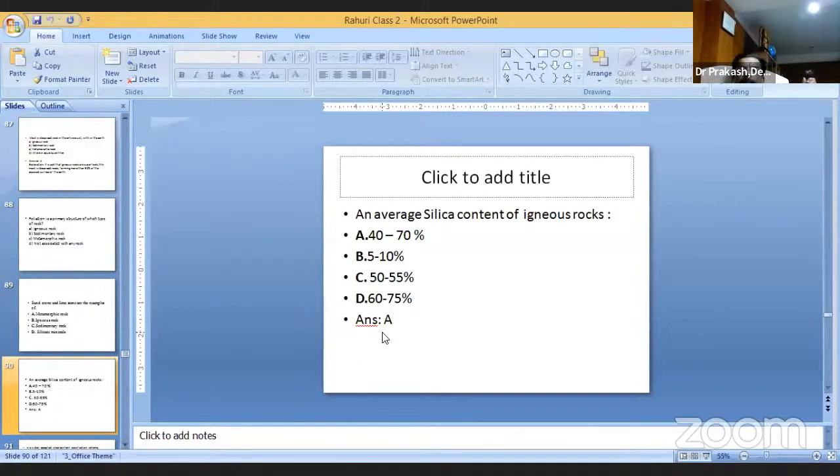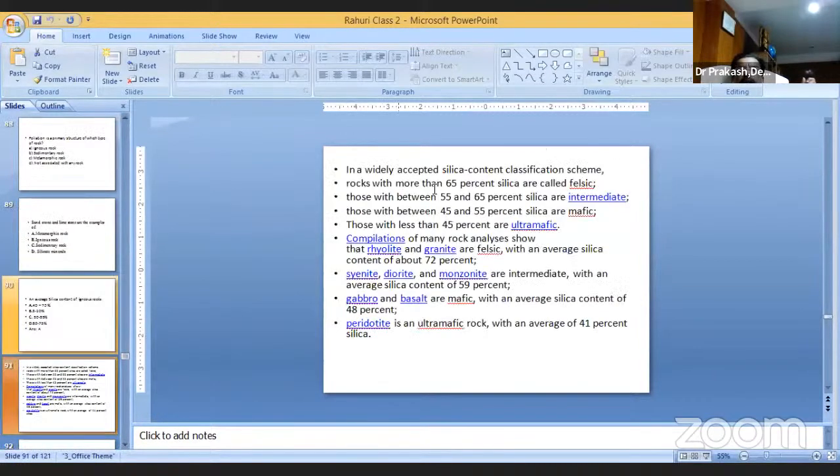Answer is A, 40 to 70%. My explanation for that comes here. In a widely accepted silica content classification scheme, rocks with more than 65% silica are called felsic, so light in color, feldspathoid and silica. So those with between 55 and 65% silica are intermediate.